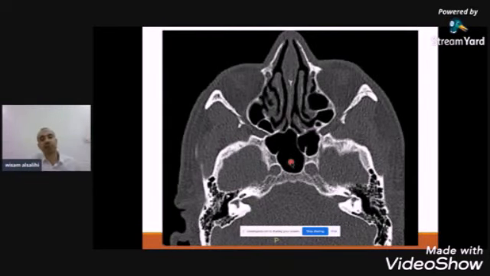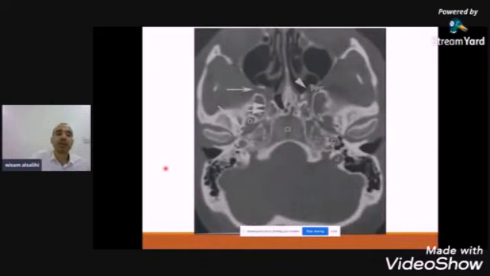More superior, we'll see an important structure here. This is the carotid artery, bilateral. It's important to see if the carotid is dehiscent, because any surgery in the sphenoid sinus may insult the carotid artery, resulting in a very serious complication. This is the superior orbital fissure. This shows the Vidian canal, and this is the pterygopalatine fossa. This is the infratemporal fossa.